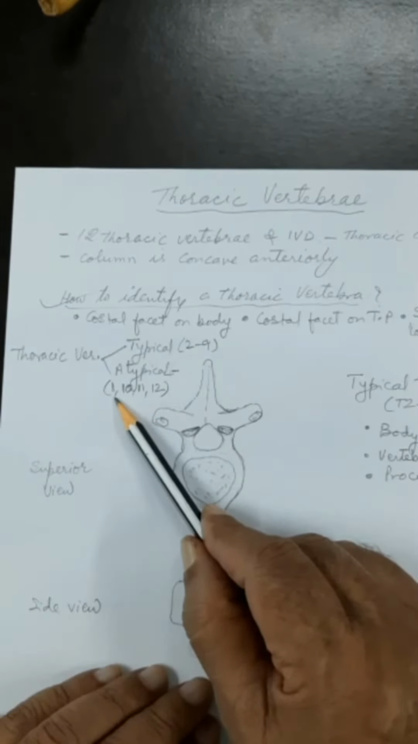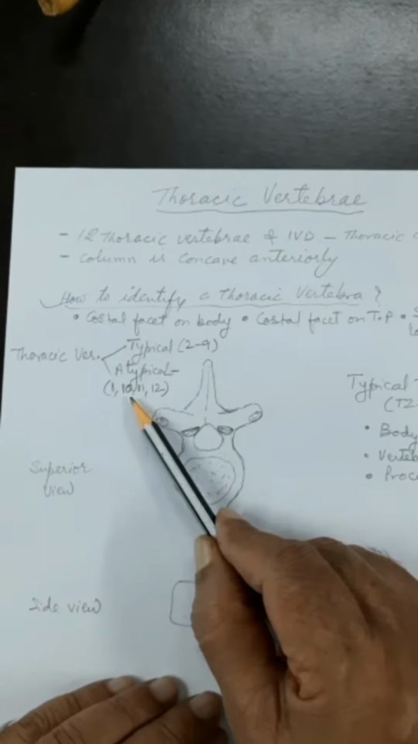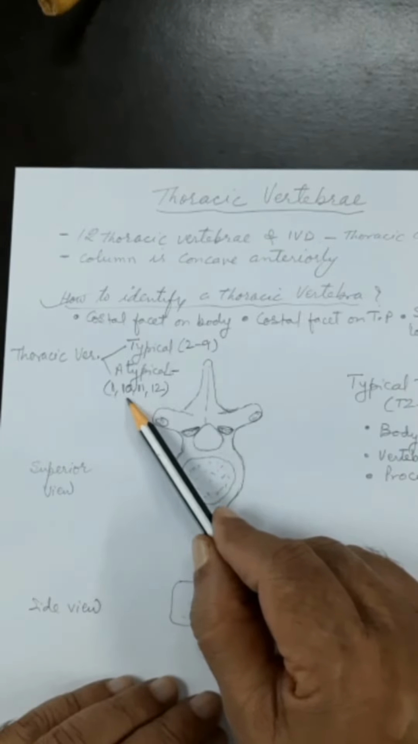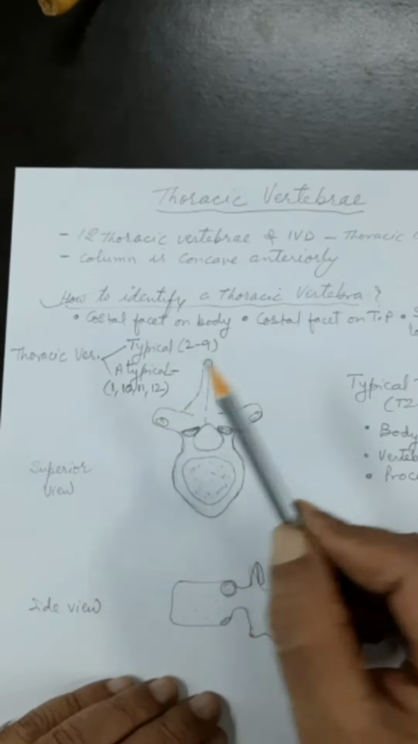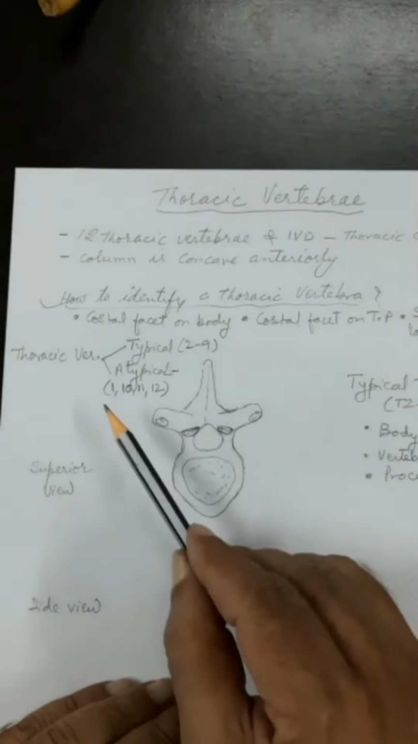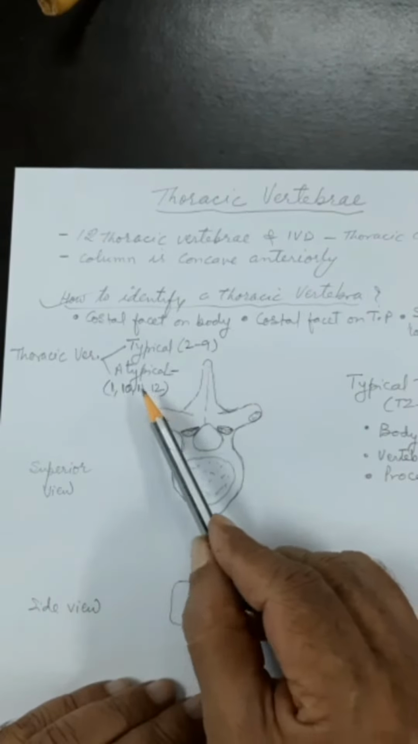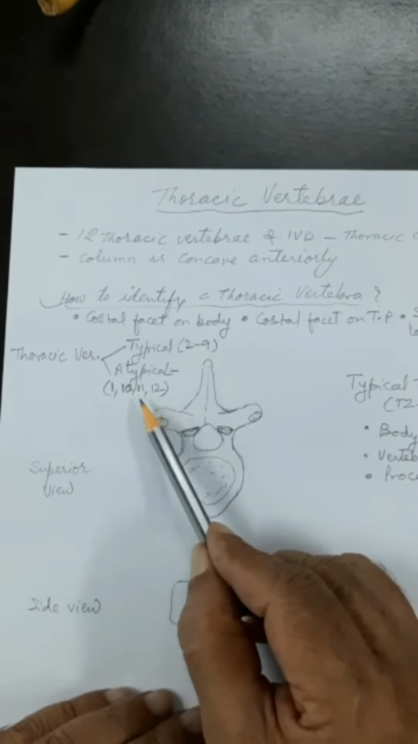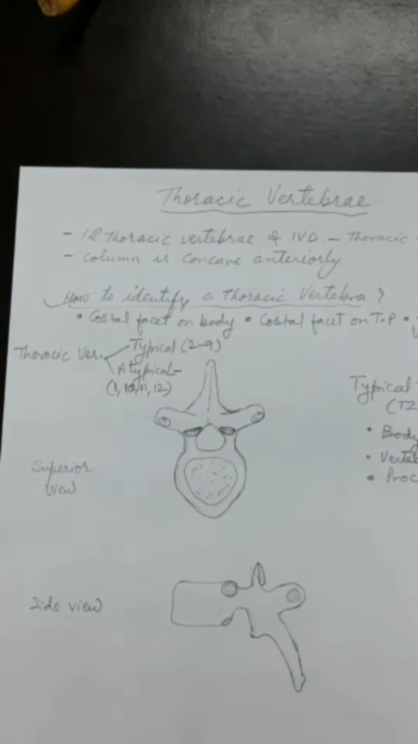It is the number 1 thoracic vertebra that is atypical, and in the next video I will deal with the characteristics of all these 4 atypical vertebrae. After the first thoracic, it is the 10th thoracic vertebra which is atypical, then the 11th thoracic vertebra and the 12th thoracic vertebra. You can easily identify these 4 vertebrae because they have separate bony features. They don't resemble each other. So there will be no difficulty in identifying the 1st, 10th, 11th and 12th thoracic vertebrae. So this is the classification of typical and atypical thoracic vertebrae.